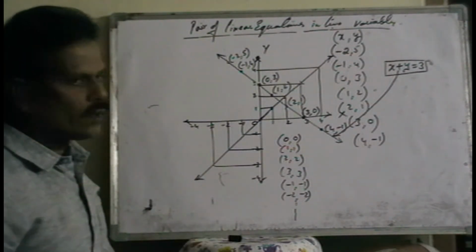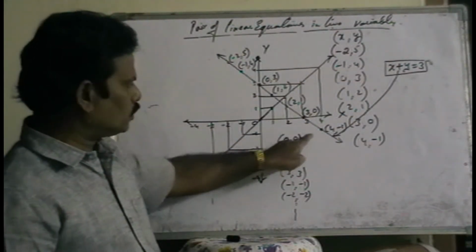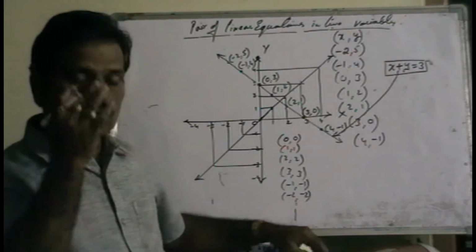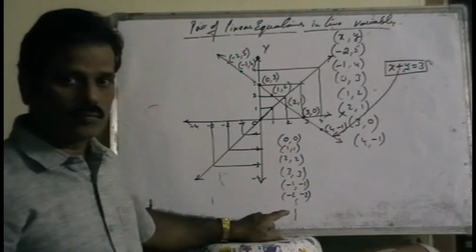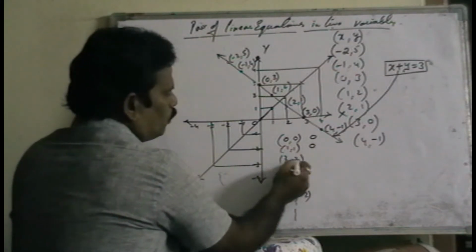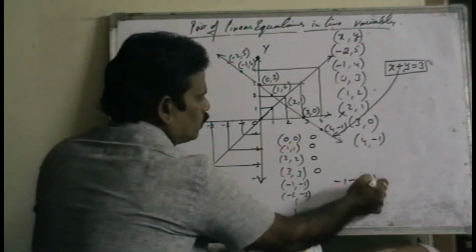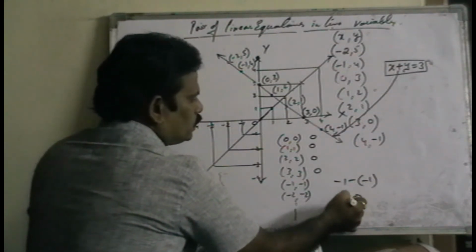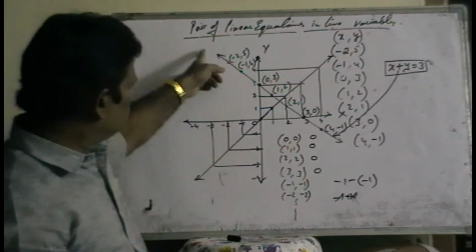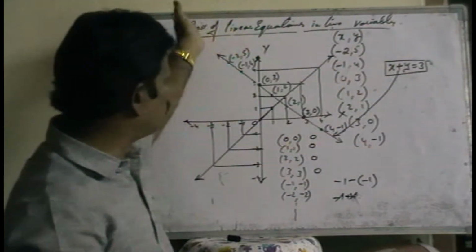Simple. Suppose we apply the same property, x plus y. 0 plus 0 is 0, 1 plus 1 is 2, 2 plus 2 is 4, 3 plus 3 is 6. So it does not satisfy one common condition. Now if we take 0 minus 0, 1 minus 1, 2 minus 2, 3 minus 3, and minus 1 minus of minus 1, that is minus 1 plus 1, that is equal to 0 only. In the earlier case, the sum of the two coordinates is equal to 3, which means x plus y is equal to 3 is the equation of that line.